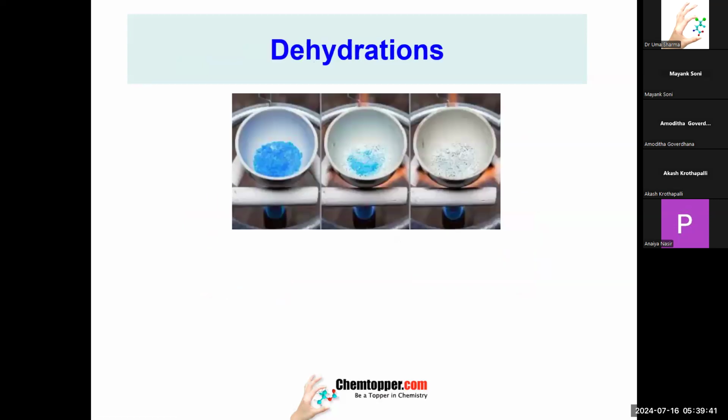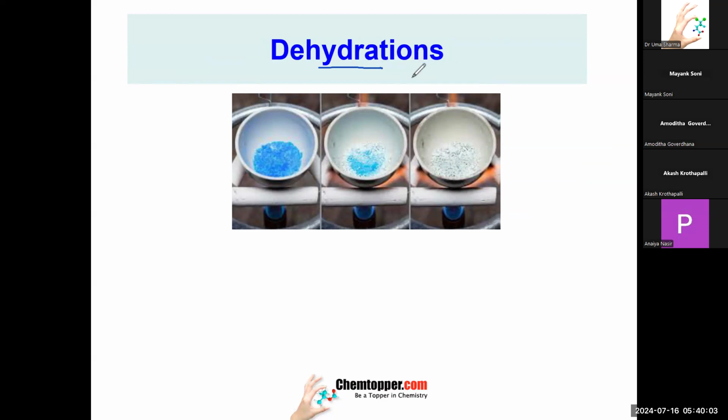What is dehydration? Dehydration is removal of... hydrate means adding water. Dehydration means removal of water. Not from the ions, Akash. Not from the ions. That's totally evaporation.